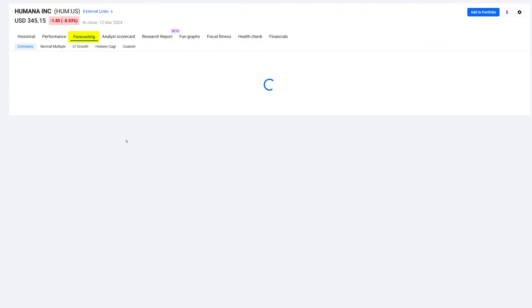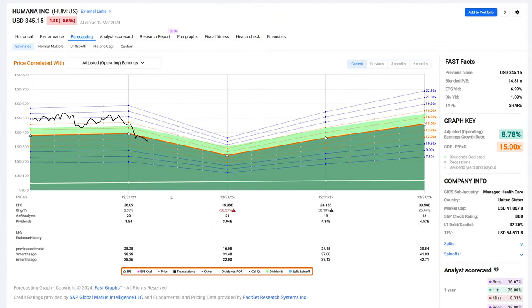Let's go into the forecasting calculators now on Humana. And I want you to note that analysts were forecasting 2023 pretty accurately. They thought it was going to be $28.26 6 months ago. And then they had it up to $28.28. And then because of the bad fourth quarter, it actually came in at $26.09, which was a miss.